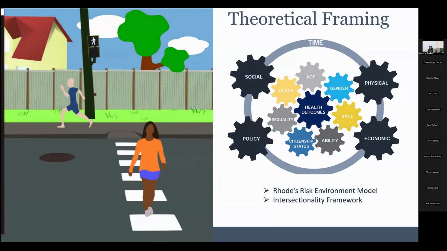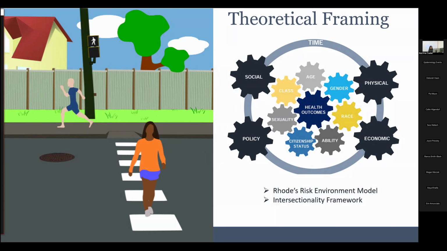So a lot of my work is rooted in using the Rhodes risk environment framework to understand how different social contextual factors are associated with polysubstance use. The risk environment model by Dr. Tim Rhodes really helps us unpack some of these different levels, at the micro and macro level, and how they influence different dimensions of our society, whether it's at the social, economic, physical, or policy level.